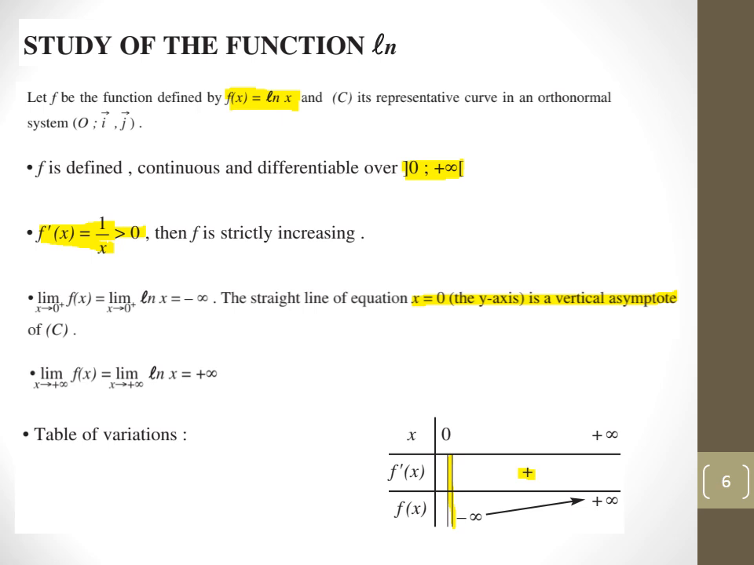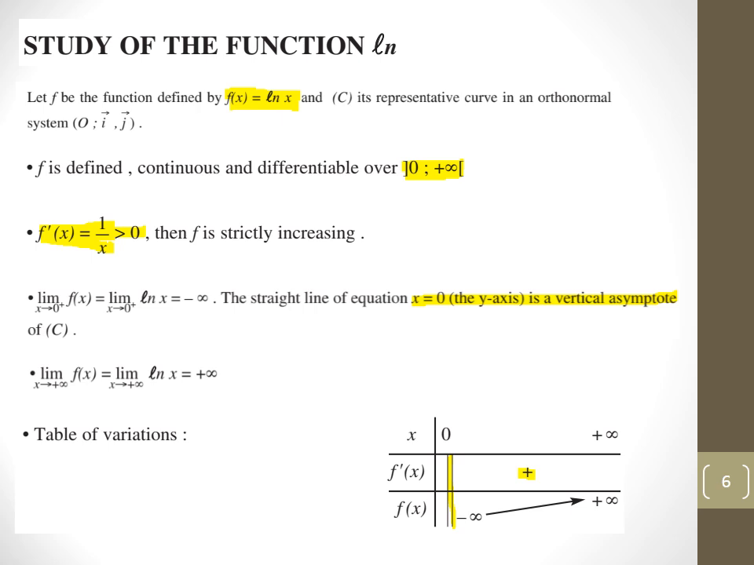What's the derivative of f of x? ln u, it's u prime over u. So this is the derivative of f of x, 1 over x. You know that after the derivative we study the sign, but this function is positive for every x. Why? Because x is between 0 and plus infinity, so the positive numbers. So this is positive for every x.